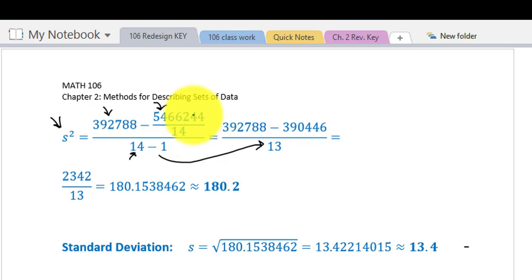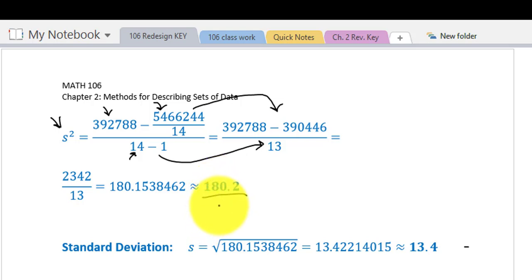So this fraction becomes 390,446 when we divide. The numerator of our fraction results with 2,342 divided by 13, and you can see that goes on for a non-terminating decimal, so we'll make the approximation of 180.2 for our sample variance.